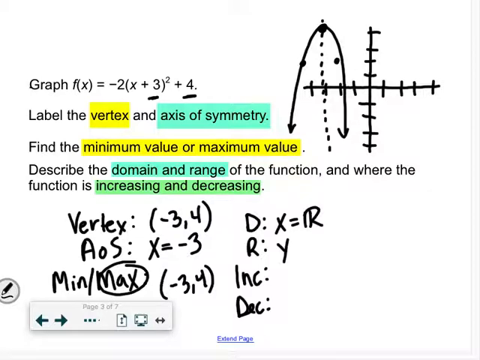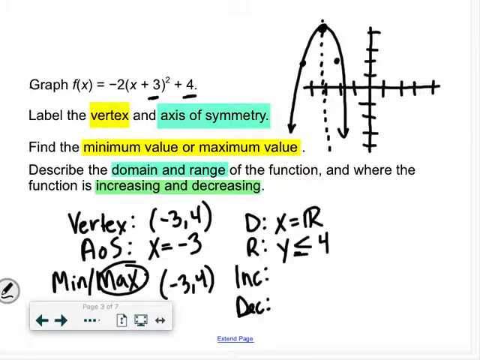Range: y's that are less than, so less than or equal to 4, because it actually goes up to 4. So we're talking about y's. The highest y is 4. That's the maximum y value. And then it's everything less than 4, but it also includes 4.